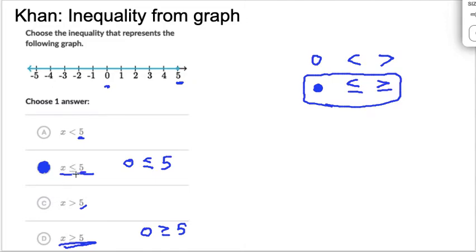X is less than, and if we just look right here, we're talking about values less than 5. That's the other way you can do it. X is less than or equal to 5. So that's the one that is the solution for this one. So X is less than or equal to 5. Okay, let's look at our next one.